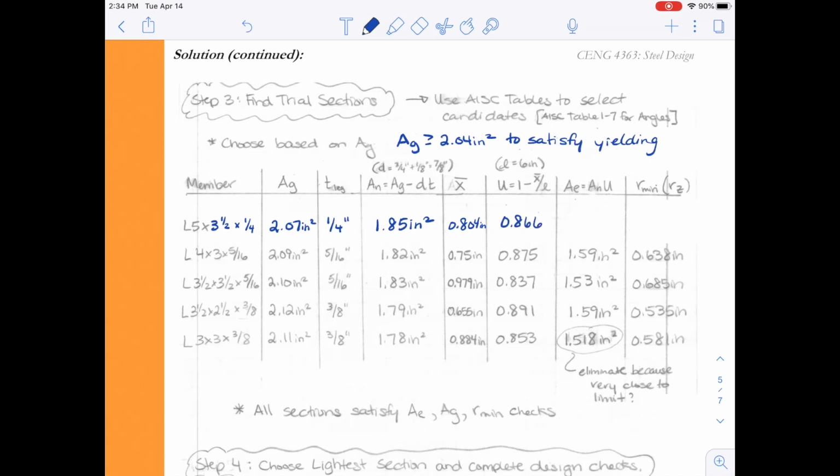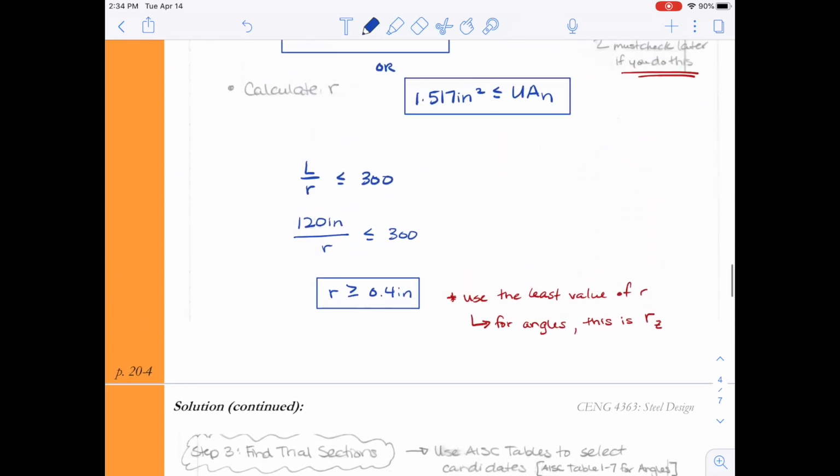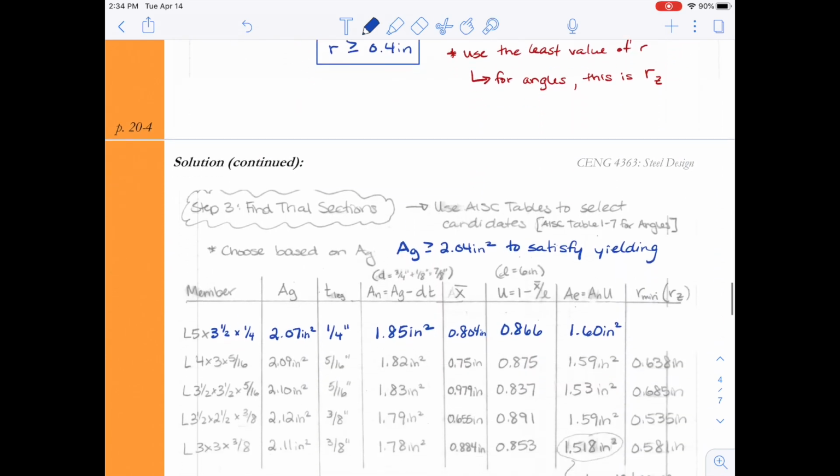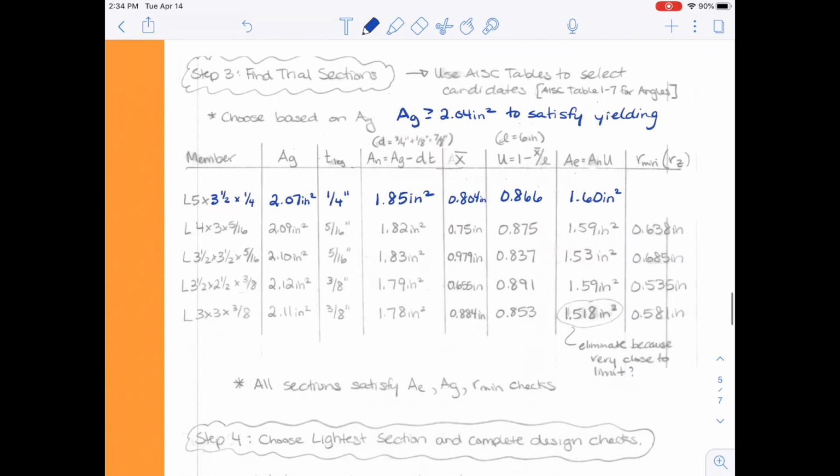We can look up the distance from the plane of the connection to the center of gravity, so being careful to look that up in the table, and we get that distance is going to be 0.804 inches. We then can calculate our shear lag factor. In this case, our length of our connection was 6 inches, so my shear lag factor was 0.866. And then I have my effective area, which is my net section area times U, which is 1.60 inches squared.